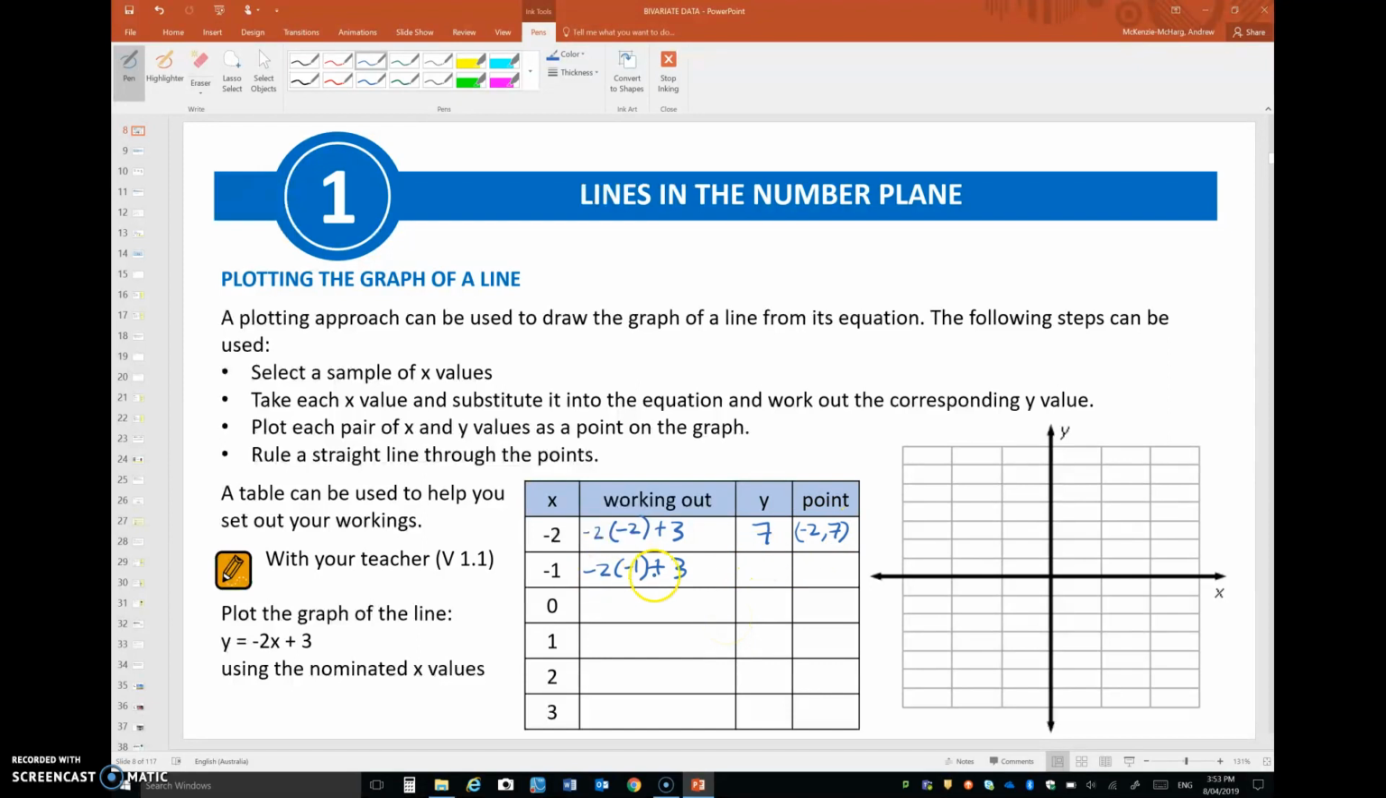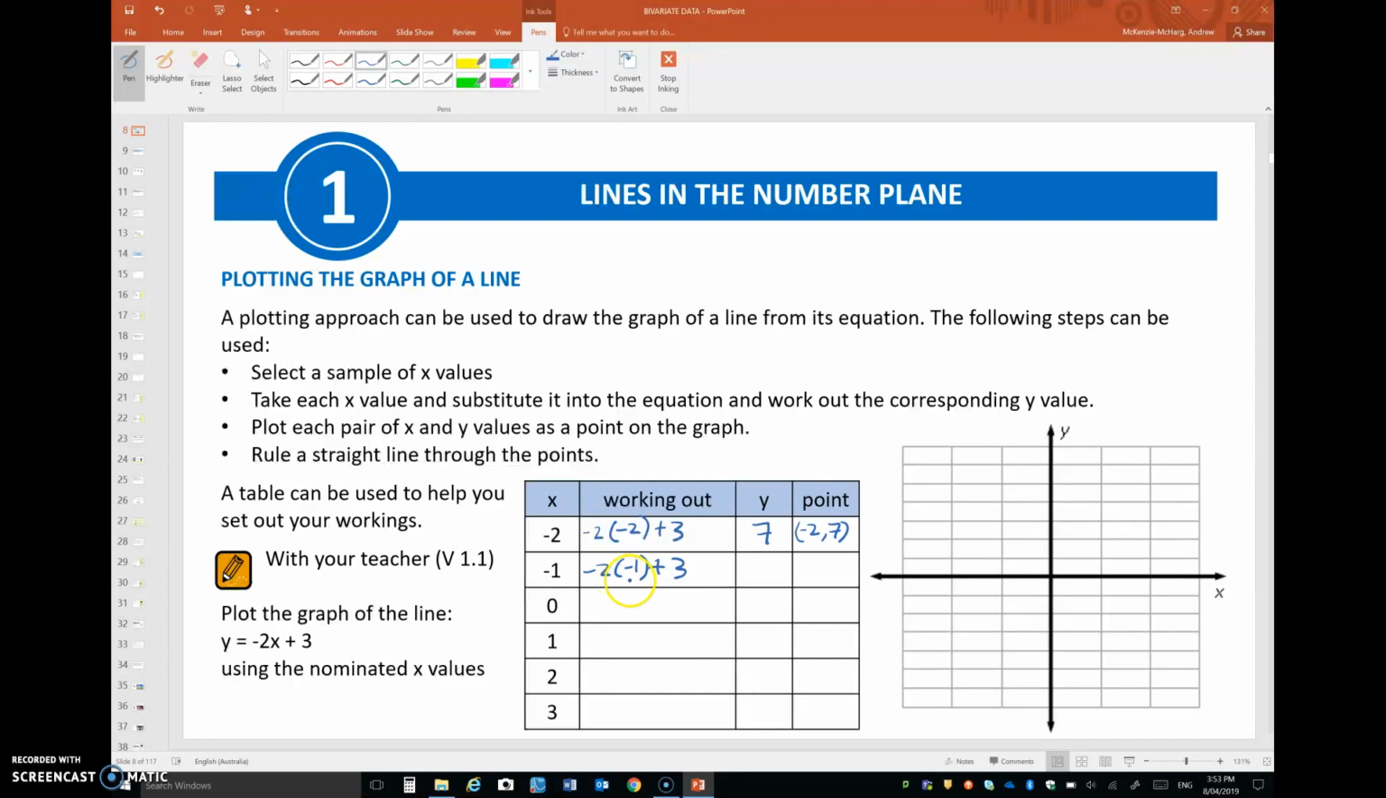We'll plot these points in a minute, but you might want to go ahead and pause the video now and see if you can work out the rest of the coordinate points, and then I'll have a go at it and you can see what I get. Okay, I'll try it now.